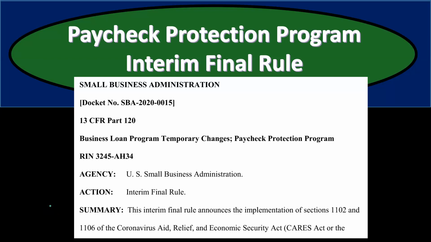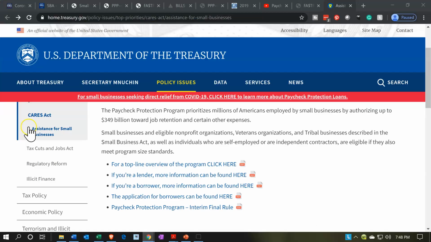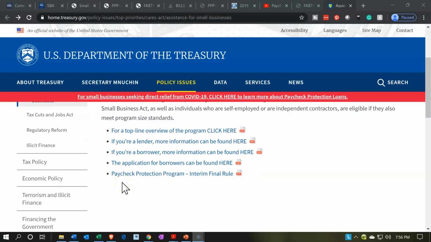Paycheck Protection Program Interim Final Rule. This is an item that had been uploaded today, so I thought it might be worth looking into. This is at the U.S. Department of the Treasury website. We'll have a link to this below so you can see that we looked at these documentations earlier in a prior presentation. This item down here is a new item that's been posted, the Paycheck Protection Program Interim Final Rule. They do lay some things out a little bit more clearly.